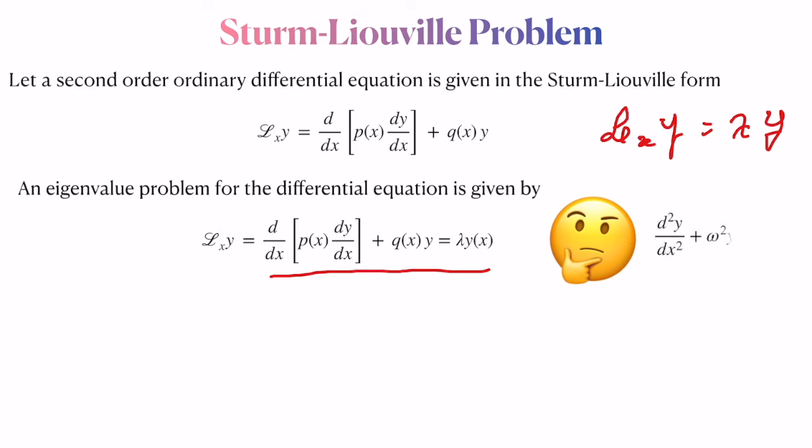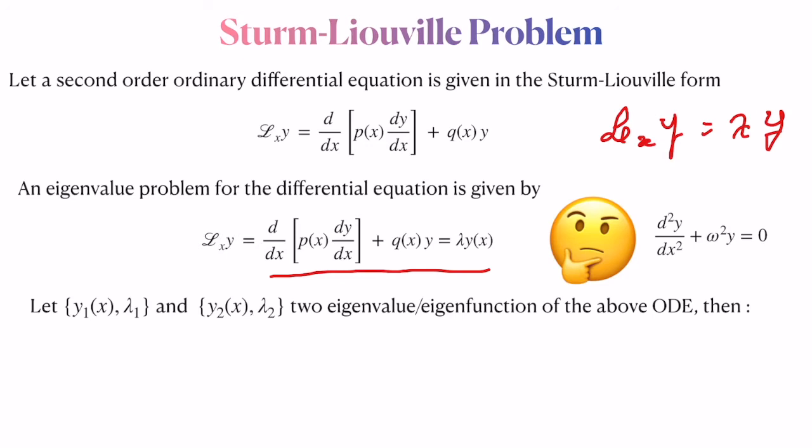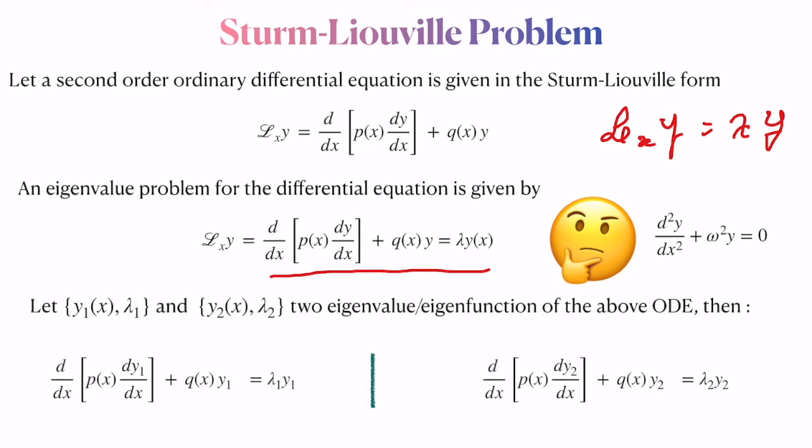Now earlier we have seen the differential equation d square y by dx square plus omega square y is equal to 0, and worked on the eigenvalue problem and obtained the Fourier series. In the same way, let us continue with the Sturm-Liouville problem, and you will also understand why we need this Sturm-Liouville form. Let's consider eigenfunctions and eigenvalues lambda 1, y1 and lambda 2, y2 of the above differential equation, and then we apply the same trick we played earlier, that is, solutions y1 and y2 satisfy the eigenvalue problem given here. The first one is: eigenfunction is y1 and the eigenvalue is lambda 1.